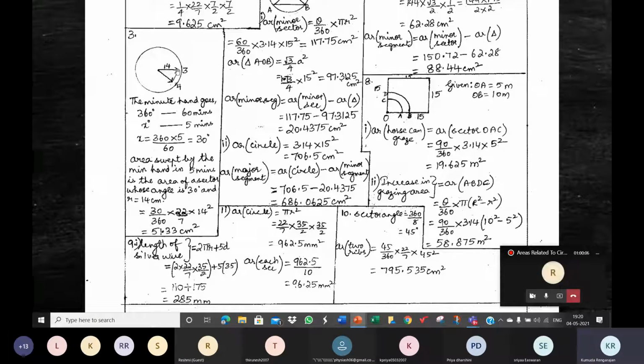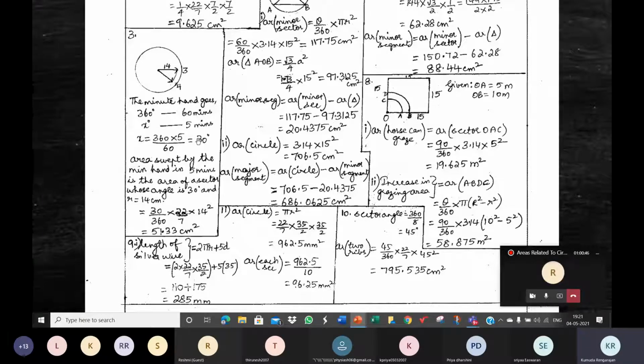Since we know the length of the minute hand, we know the radius. But we don't know the angle swept by it in 5 minutes. The minute hand makes 360 degrees in 60 minutes. 5 minutes, what is the degree? So X is equal to what is diagonally opposite to X, bring it for division. Multiply these two, 360 into 5, write that in the numerator: 30 degrees.